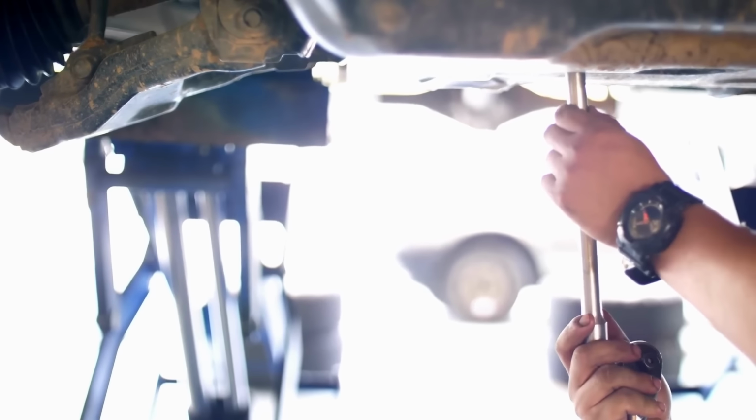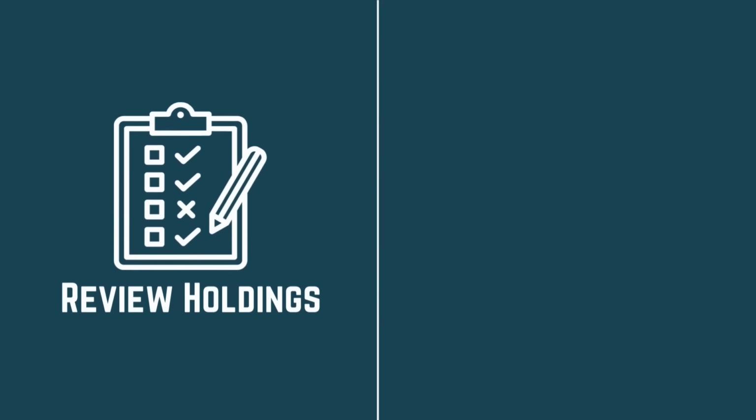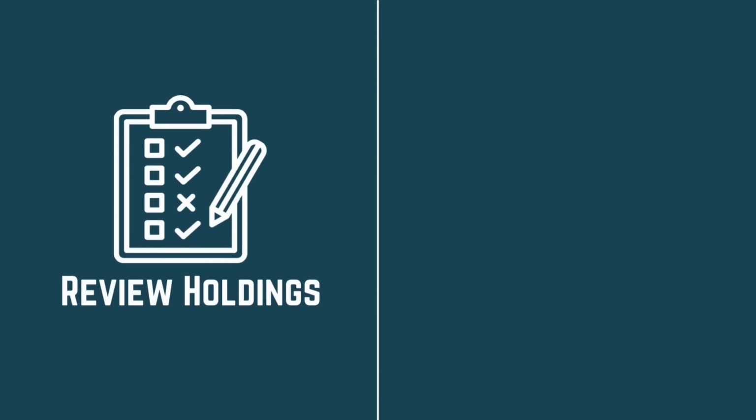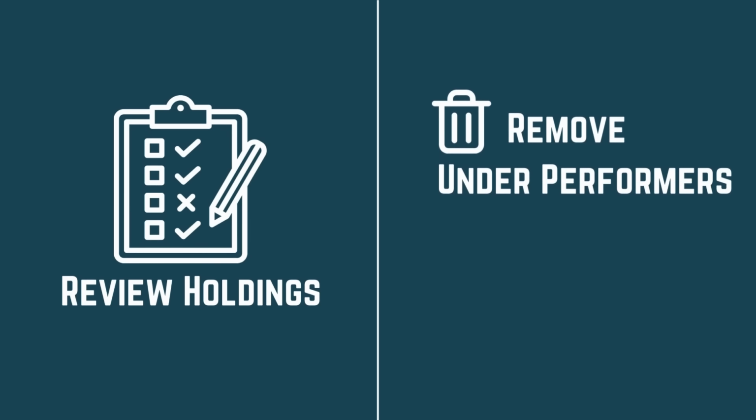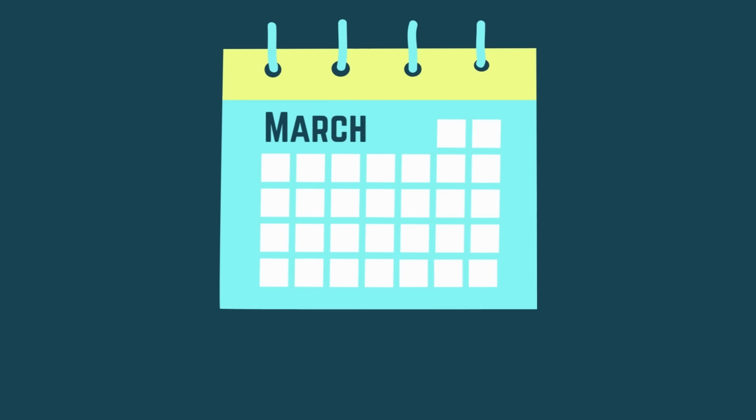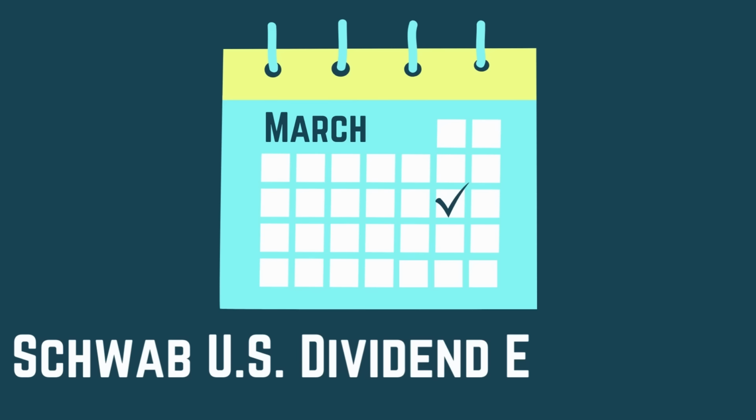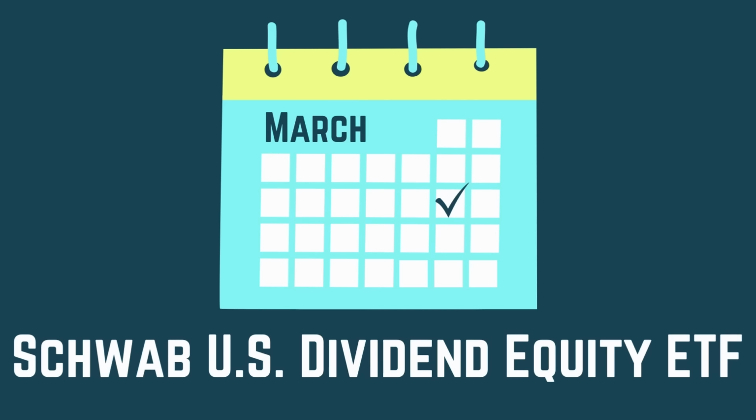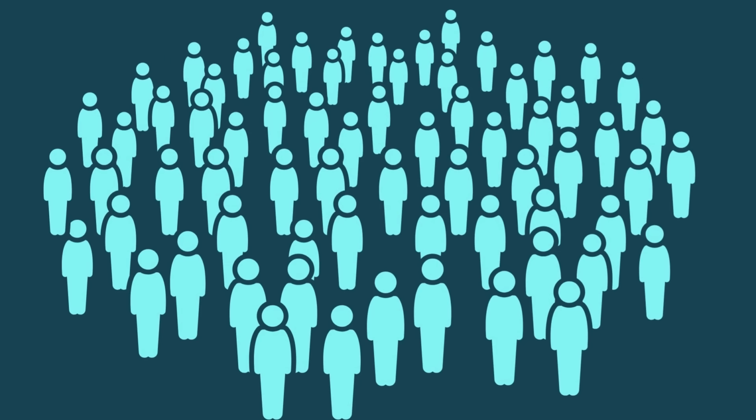Simply stated, reconstitution is like a financial tune-up for the ETF. So if you were to review all of your holdings and compare them to a specific set of standards, you'd remove the underperformers and add new ones to make sure that your money and investments were working effectively to meet your financial goals. And that's essentially what happens every year on the third Friday of March for the Schwab U.S. Dividend Equity ETF. And because so many of us invest in this dividend ETF, I thought it might be helpful for us all to understand the process of reconstitution and how it may affect our overall holdings of SCHD come Monday, March 18th.